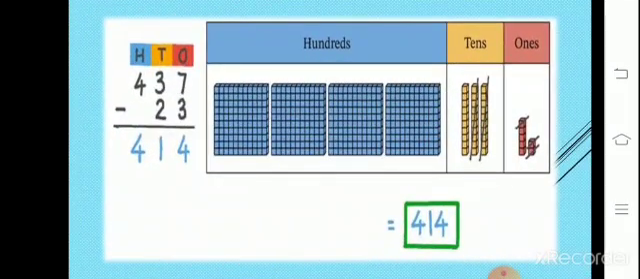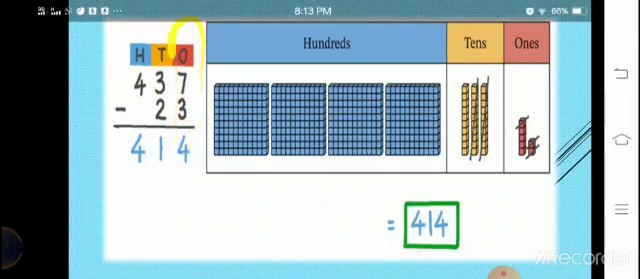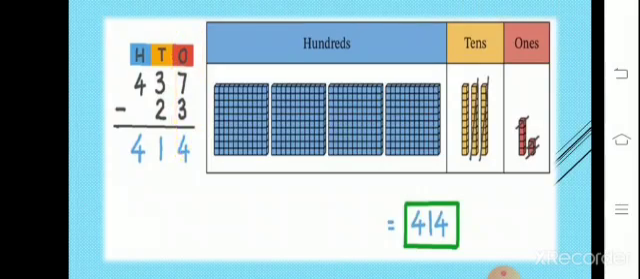Now the next example. As you can see, there are ones, tens and 100 place. It means you have to subtract 23 from 437. You always write the greater number at the upper position and the smaller number at the lower position. When you arrange the numbers according to the place value, just start from the ones place.